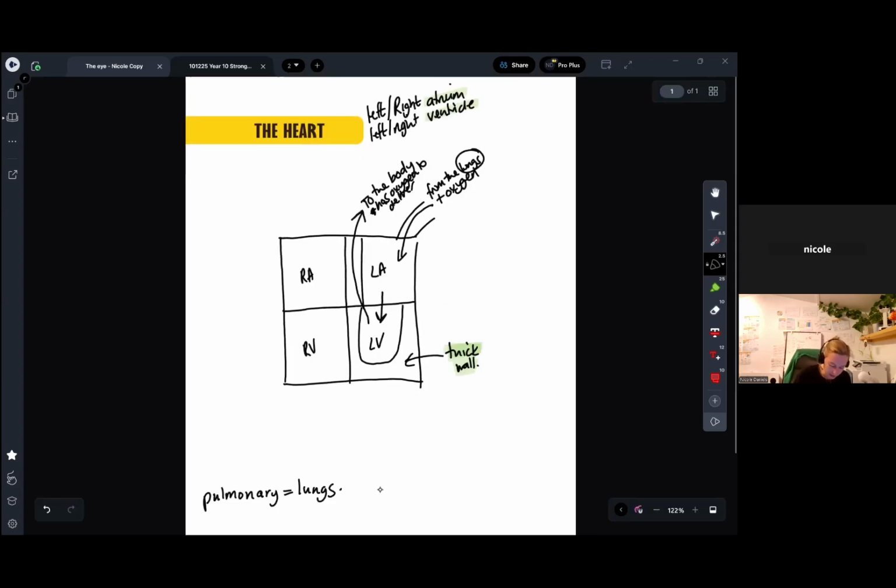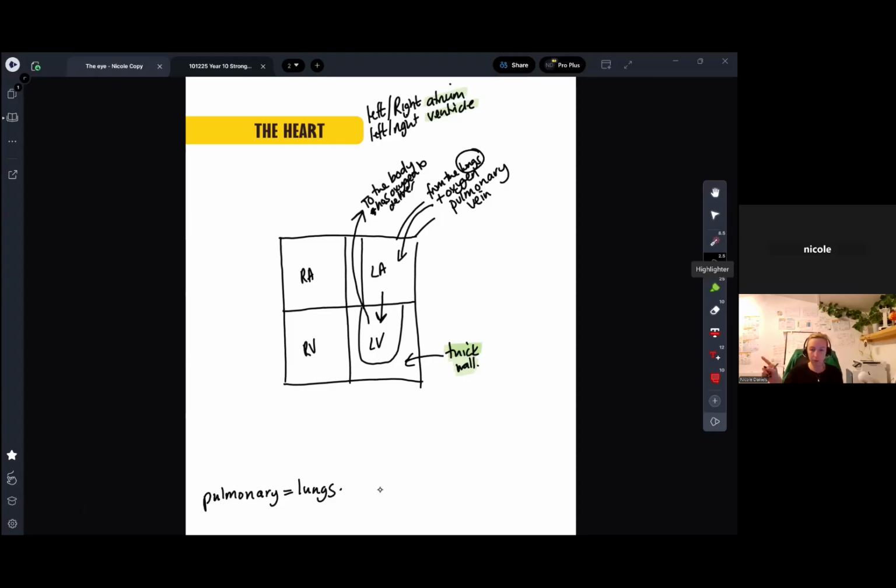So if it's come from the lungs, it's pulmonary, and it's coming in to the heart, so it's a vein. I'll touch on that in a second. So we've already labeled loads of stuff. We've already labeled the pulmonary vein, the left atrium, the left ventricle.